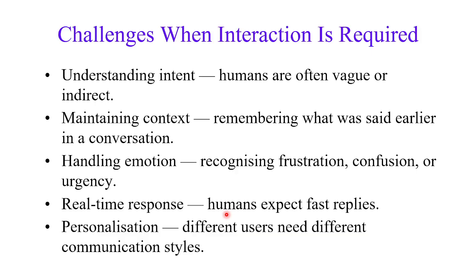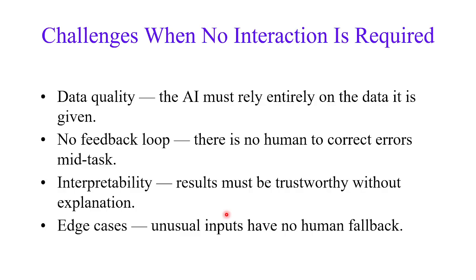Fifth is personalization. Different users communicate differently. Some people are formal, some are casual, some give detailed instructions, others are brief. So, a well designed interactive AI adapts to the individual. So this is when an interaction is required. Now, what are the challenges when no interaction is required? It might seem easier, but there is a different set of challenges.